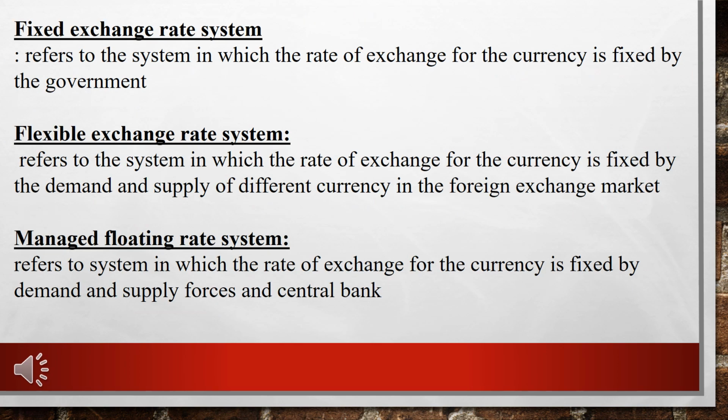Fixed exchange rate system. Fixed exchange rate system refers to the system in which the rate of exchange for currency is fixed by the government. Flexible exchange rate system.